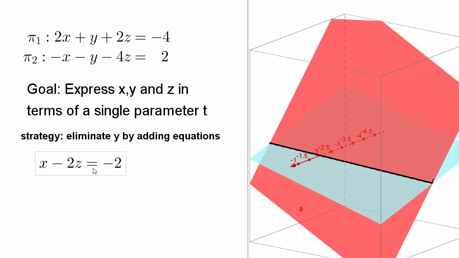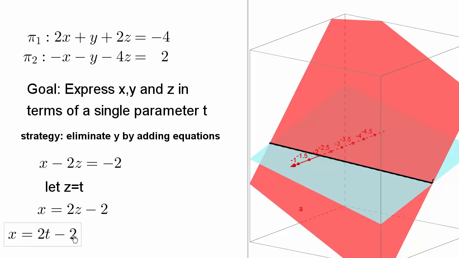Okay, what I want is things in terms of a single parameter t. But really, z could be my parameter. I could choose a z value, and that would tell me my x value. So what I'm going to do is let z equal t. Now, what that actually means is I'm going to express x in terms of z, and then substitute a t in for z. So now z is t, x becomes 2t minus 2.